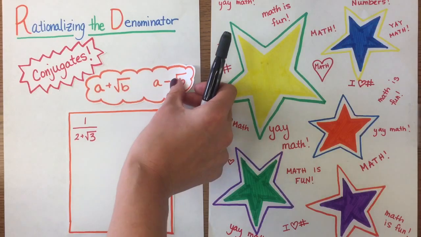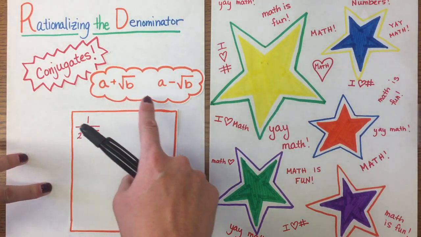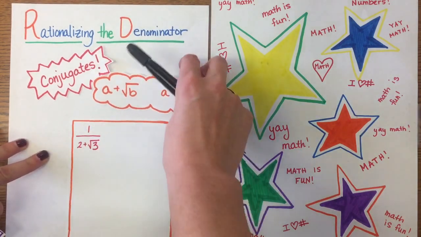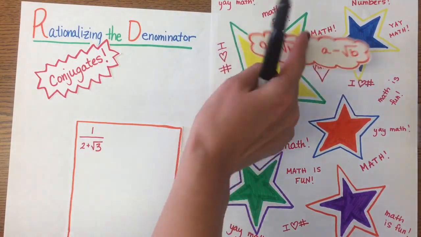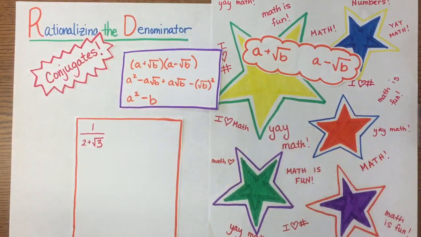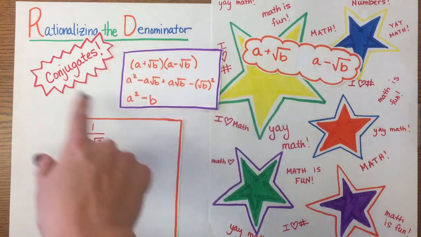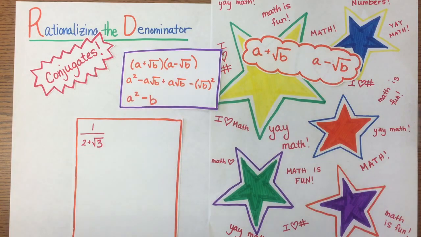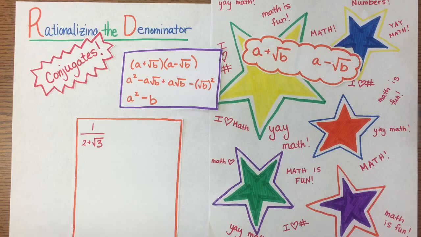The basic conjugate is that the conjugate of a plus the square root of b is a minus the square root of b. The reason that we care about conjugates is that they do some neat things for us. If I take two conjugates and multiply them by each other, a plus the square root of b times a minus the square root of b, the radical goes away.